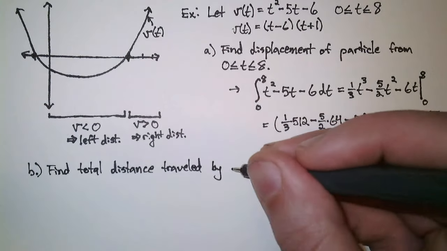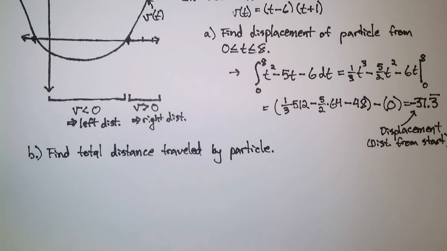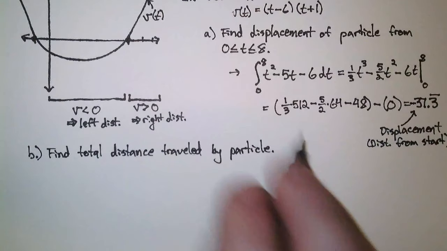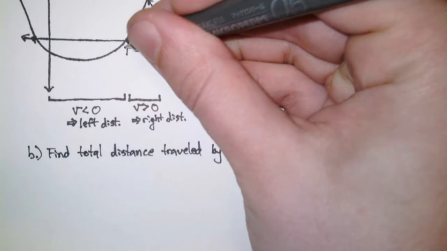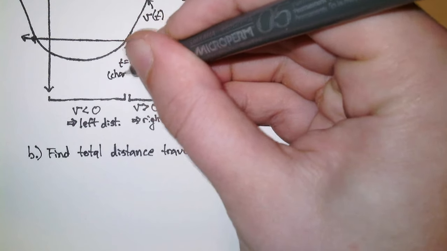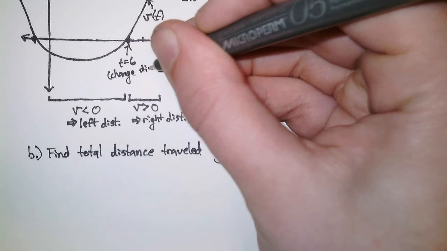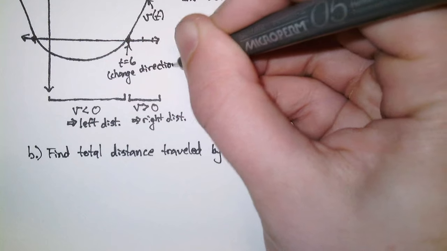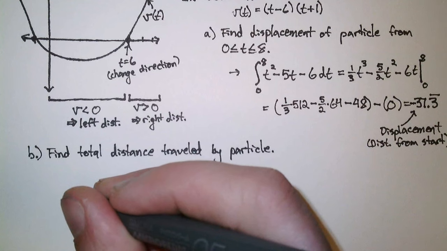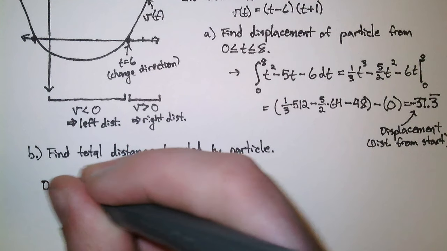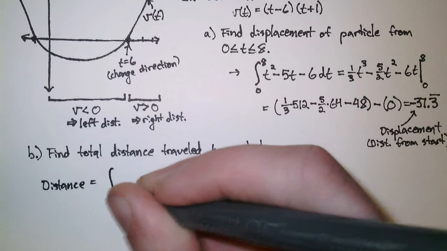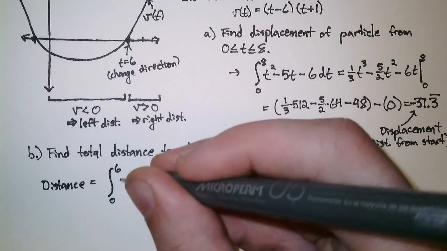Part B, let's find the total distance traveled by the particle over this time interval, which is a different calculation than displacement. We have to be a little more careful about how we think about this. Now, for the total distance traveled, we're going to consider one thing first. That is the time at which the particle changes direction. This is important because the left distance is counted as negative, usually because of negative area, and the right distance is counted as positive. We want to separate those two so that we can count both of them as positive and add them together. So this distance here, we'll first consider the integral from 0 to 6.